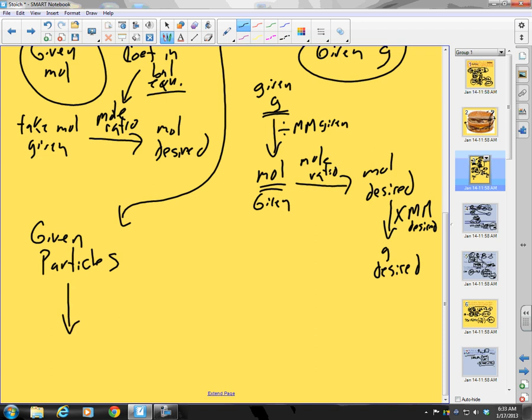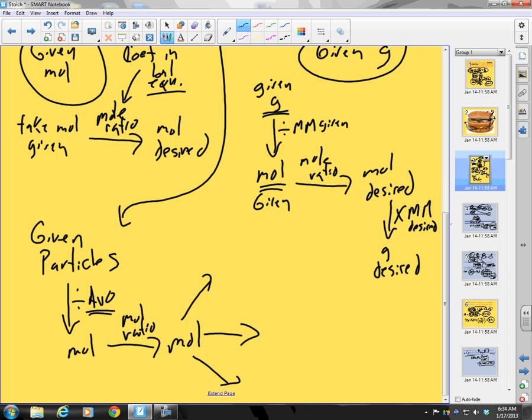Hey, you're given particles. What's the first thing you want to do? We need to convert to moles. How do I convert to moles? We're going to divide by our good old buddy Avo. And then we can go from moles to moles using the mole ratio. And then we can go from moles to whatever we want. I can go from moles to particles, and if I do, I'm going to multiply by Avo. I could go from moles to grams. How do I do that? Multiply by molar mass. There's all kinds of options here, right?